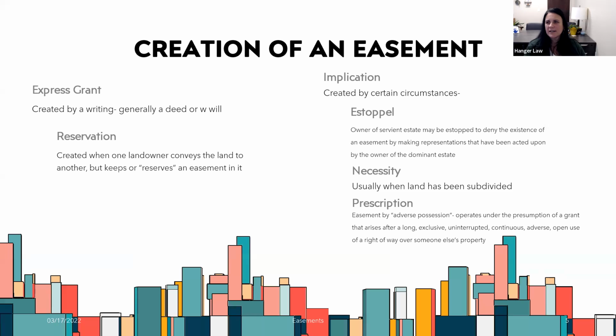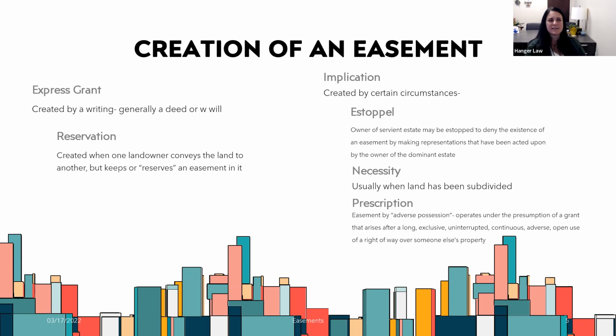All right, so those are the ways that easements can be created. Again, oftentimes in real estate transactions, you will see an express grant of an easement, which is through a deed, less often through a will, but it does happen. And then implication, which is surrounding circumstances and actions.